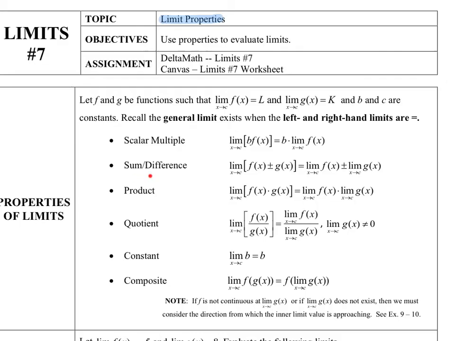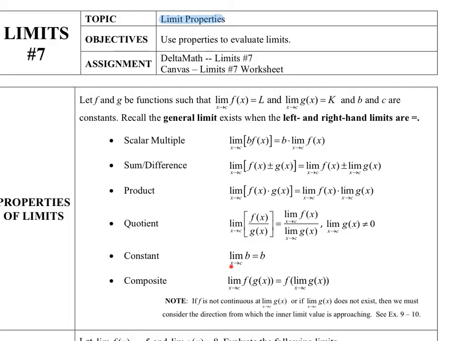And the next one, the sum and difference one, says if you do the limit of a sum or a difference, that's the same as finding each limit separately and then adding them together. And the product rule says that if you're doing the limit of a product, it is the product of the two limits. Ditto for the quotient. So all of these are basically intuitive. So if you have a quotient, you can do the limit of the numerator divided by the limit of the denominator, provided you don't get a 0 in that denominator.